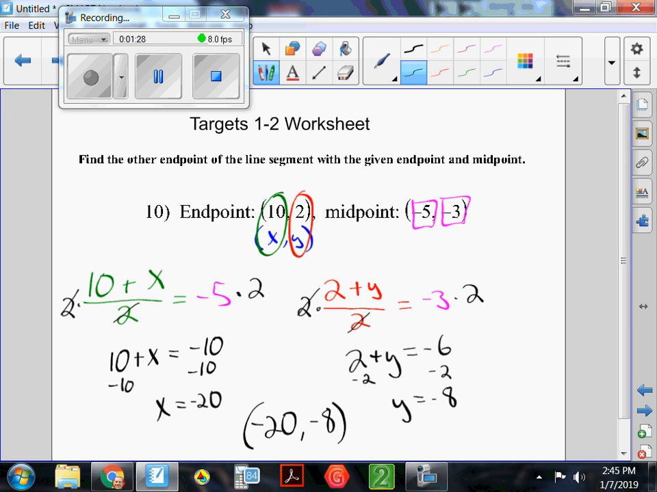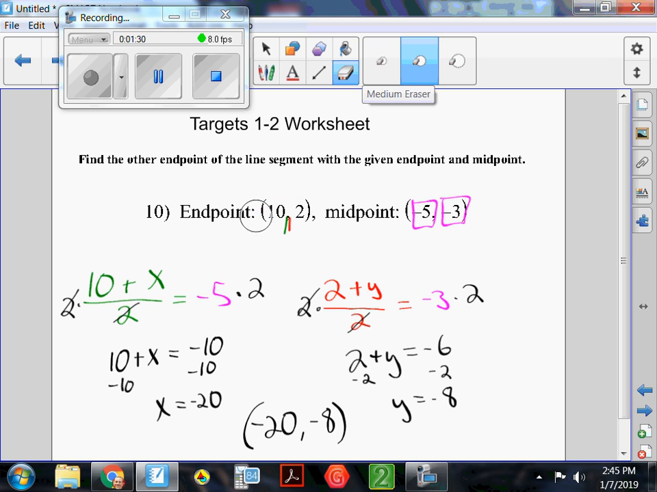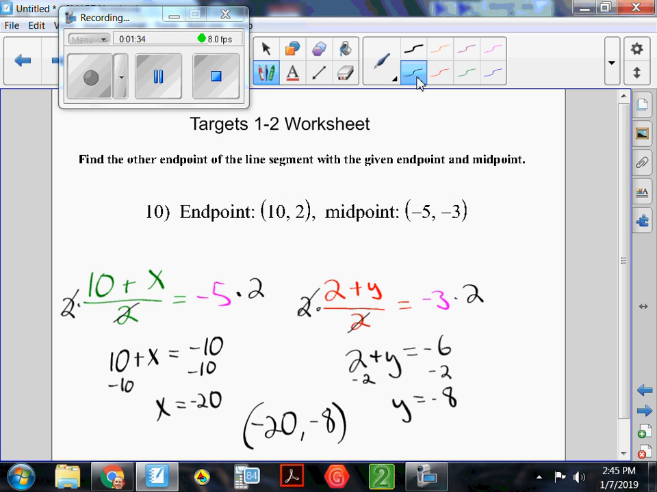Another way to do the problem, besides using the algebra equation, is to think about it from a transformation perspective. The endpoint is translating to the midpoint by a certain distance. The 10 is becoming a -5, which means you had to go 15 units left. Or if you're thinking about the x number 10, you had to subtract 15. If I subtract 15 again from the midpoint, I get -20.